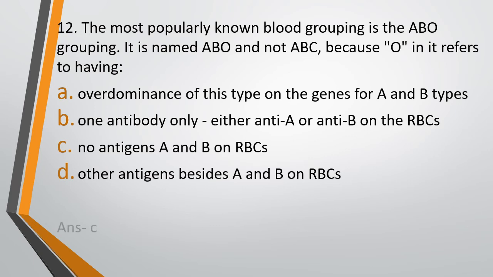The correct answer is option C. There is no antigen A or no antigen B on RBC. That's why it's called as antigen O. Rather, there is no antigen. That's why the blood group is called as O.